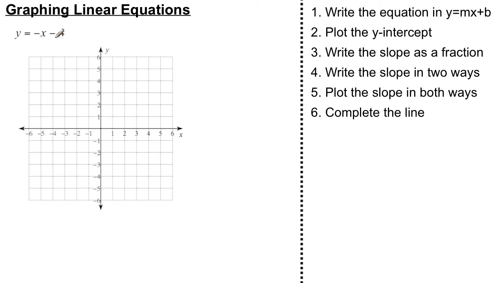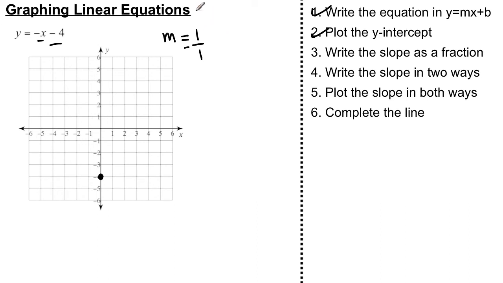Now we have negative x minus 4. It's in y equals mx plus b, right? So we're good. Now we want to plot the y-intercept, or minus 4. Okay, so we'll start at minus 4. Okay, write the slope as a fraction. Well, the slope in this situation, and this one's kind of tricky, right? It's negative something, right? There's a number right here. How many x's do you have? You have negative 1x. So we write the slope in this situation as negative 1 over 1. Right? And this is negative 1 over 1.